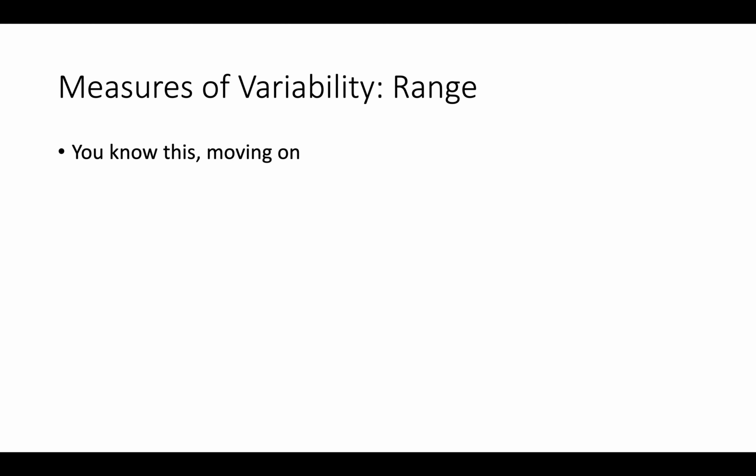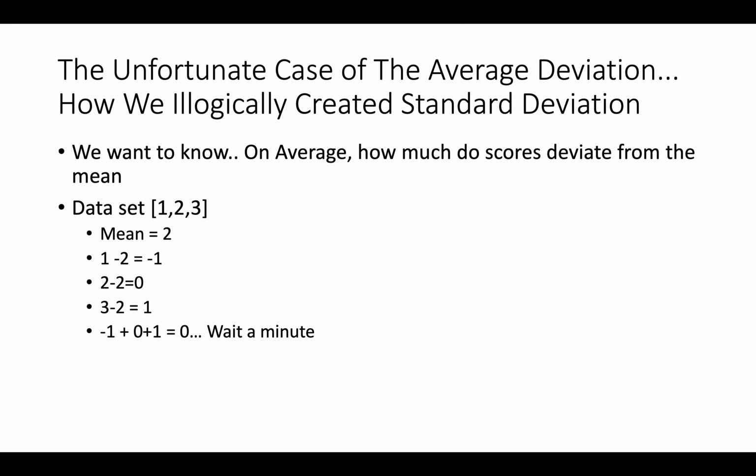So what are some measures of variability? Our range, smallest to largest number. You know this. We don't use it that much in psychology at all. We might use it to describe our data set if we're really happy with how tight our interval is. But in general, we don't use the range. But you know what it is. So what do we use?